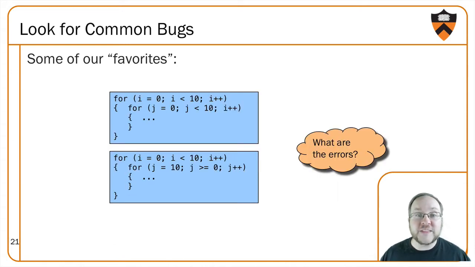All right, so each of these nested loops also has an issue. Pause the video and find them. The error in the first example is that the inner loop increments i, not j. And in the second example, the inner loop increments j rather than decrementing it.